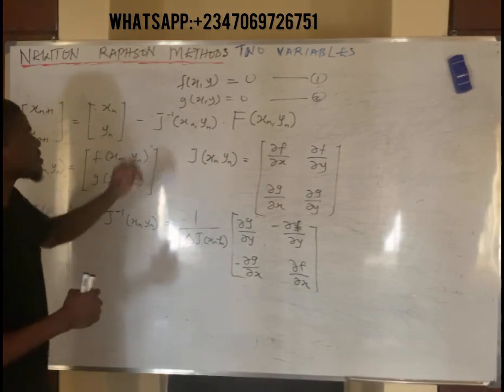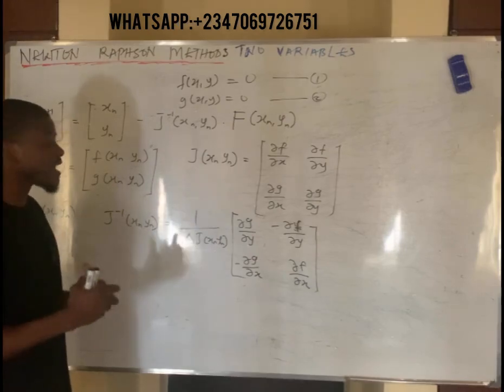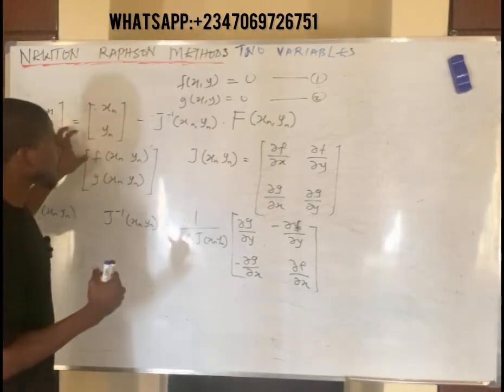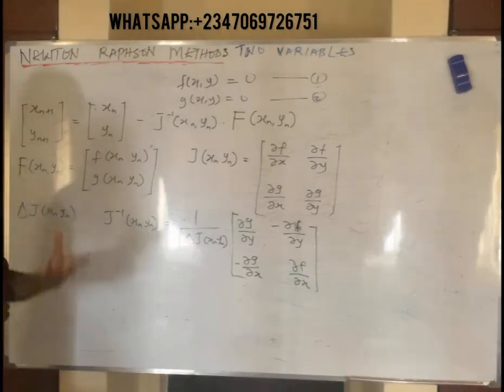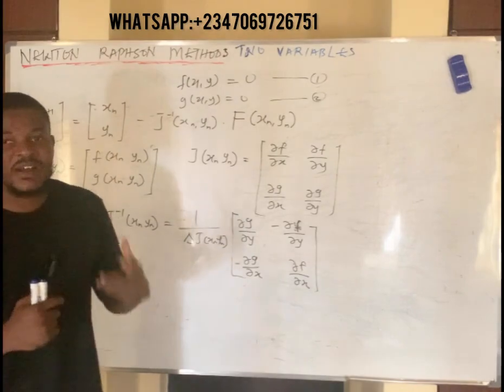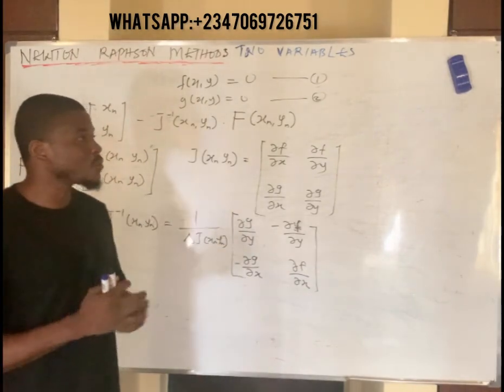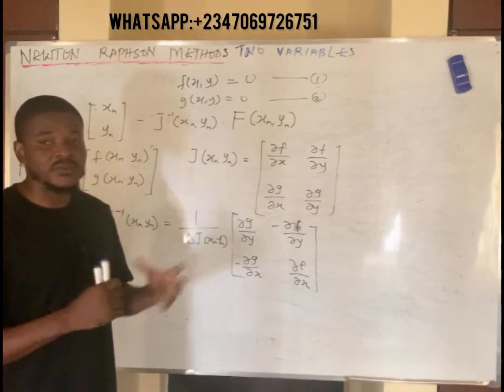Okay, so once you obtain your Jacobian inverse, find the matrix of the function, evaluate it at a given point, then you can simply plug into this formula and find your x1 and y1. That's for the first iteration. You do that repeatedly until the values of x converge and the values of y converge. Now we're going to pick a simple example to explain everything we've learned here.